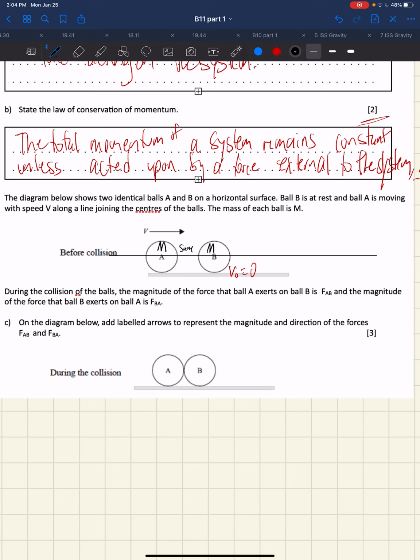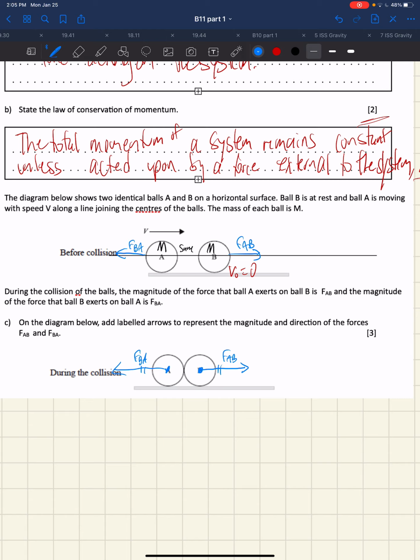A magnitude of the force that A exerts on B is Fa. So A is going to exert a force like this called Fa on B. And B then is going to exert a force on A, that is force of B on A. So we're now asked to draw those forces and label them to represent the magnitude and direction of the forces. So we could start here at the center and say FAB, and over here we could start at the center and say FBA.